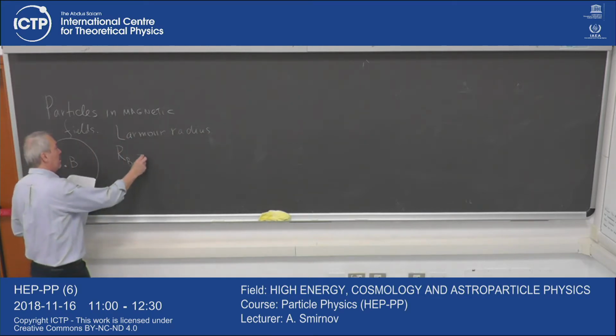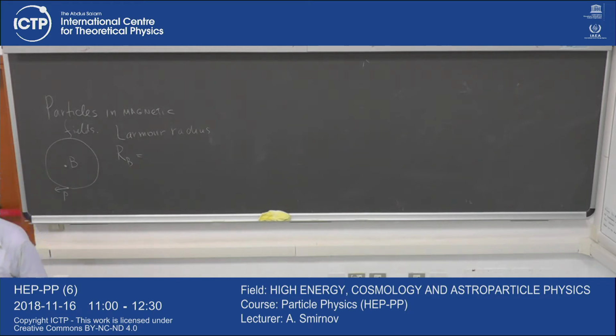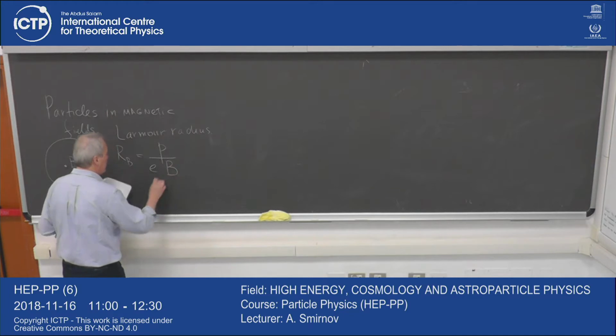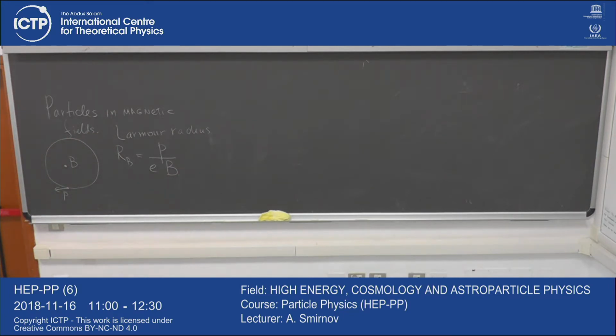is given by, who remembers what is the radius? E over QB. What? Momentum over Q. Charge, momentum, yes, over charge and magnetic field, right. So that's more or less intuitively clear. You can, of course, immediately derive this using the equality of two forces. One is centrifugal, another one is produced by magnetic field, and equality of these two forces leads you to this formula. So of course, the bigger the momentum of the particle, the bigger the radius will be, right?